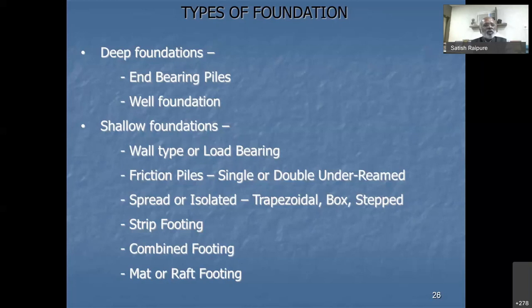The shallow foundations are the wall type or load-bearing, friction piles, single or double under rim, the spread or isolated footing, that is, you can provide the trapezoidal footing, box-type footing or step footing, strip footing, combined footings, and then mat and raft footing. We will see one by one.